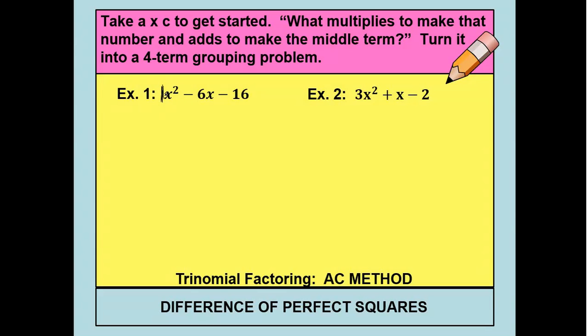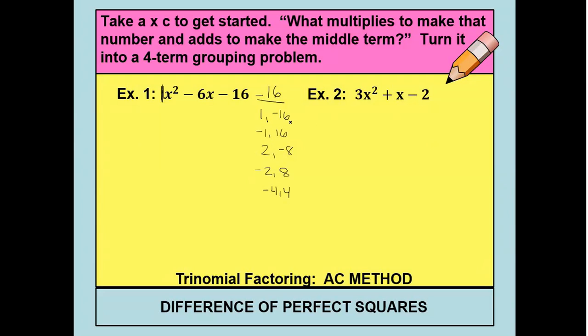So I'm going to take A times C. So 1 times -16. So -16. Now I get to think to myself, what numbers multiply to give me -16? So 1 and -16, -1 and 16, 2 and -8, -2 and +8, -4 and +4, right?